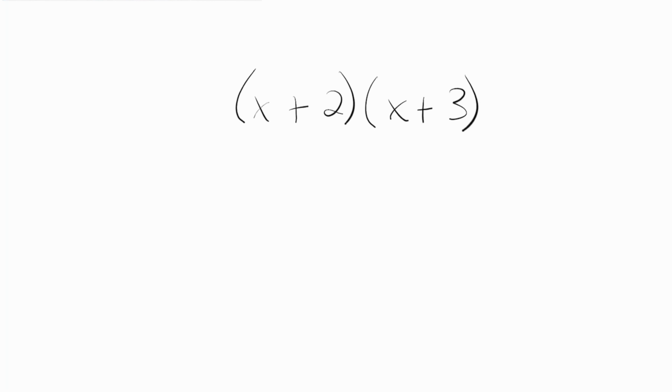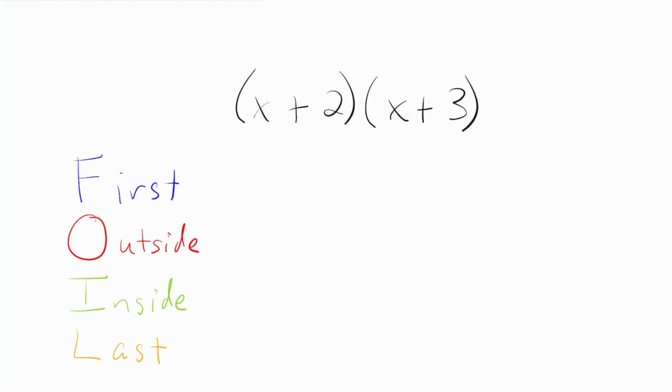Let's talk about it. So let's say you're given this problem, x plus 2 times x plus 3, and you're told to simplify. How do we do that? Well, this is where we can use FOIL. F-O-I-L, which stands for first, outside, inside, and last. And those will be the 4 steps that we need to do in order to simplify this problem. But what does that mean?